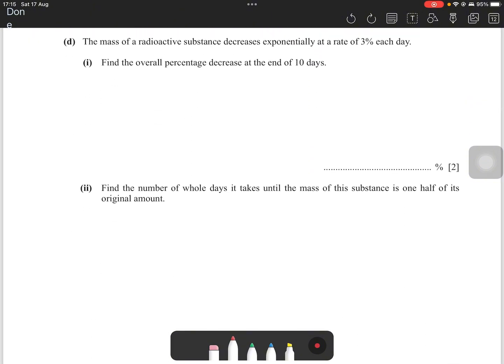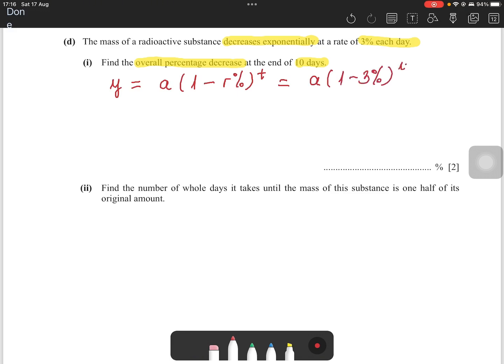D. The mass of a radioactive substance decreases exponentially at a rate of 3% each day. 1. Find the overall percentage decrease at the end of 10 days. So, first of all, the amount of the radioactive after 10 days is Y, and it is equal to the original amount multiplied by 1 minus R%, because we decrease exponentially in this case, to the power of t. So in this case, the original amount multiplied by 1 minus 3% to the power of 10.